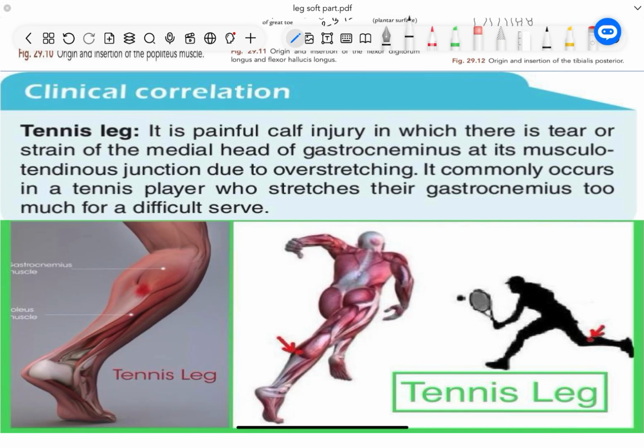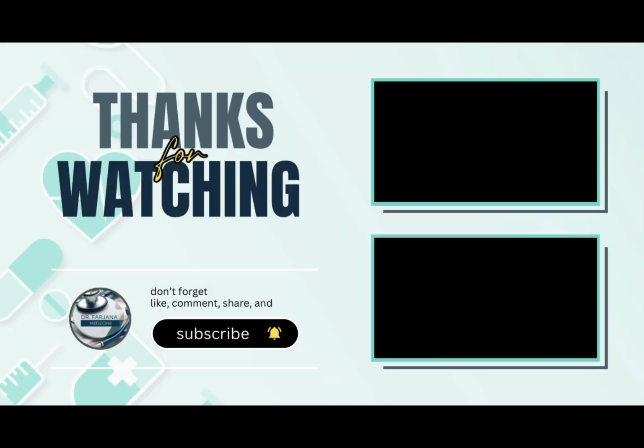Now a clinical condition, let's learn tennis leg. It is a painful calf injury. The mainly injured muscle is the medial head of the gastrocnemius, as its musculotendinous junction is overstressed, and it occurs commonly in tennis players. That's why it is called tennis leg. So that's all about the leg lectures. I described all three compartments: individual compartments, muscles, vessels, nerves, and some clinical anatomy related to some of the compartments. Thank you for listening.